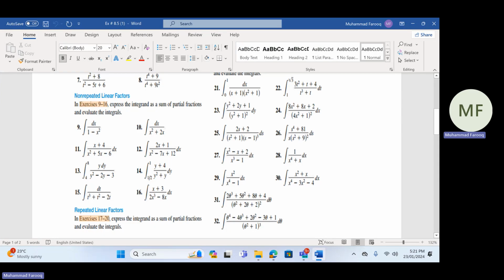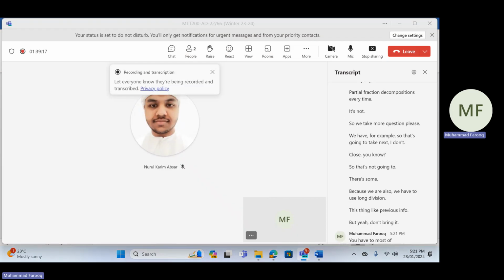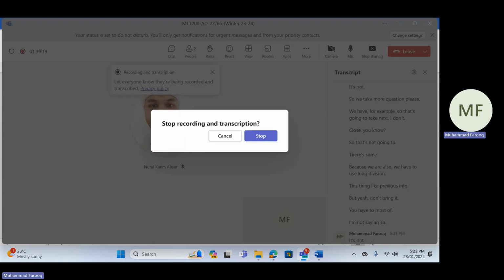Very good. Now we take more questions. For example, next class we go, because here also we have to use long division. We have 2 questions over here. This is not a question in the exam. The questions are the same.